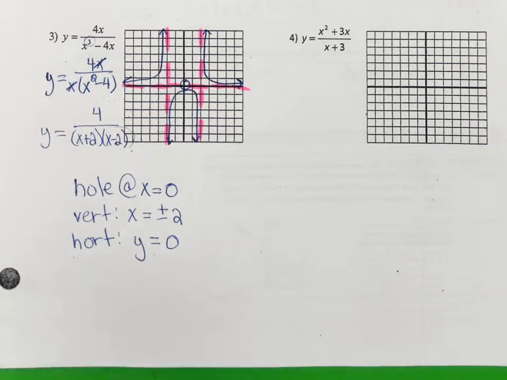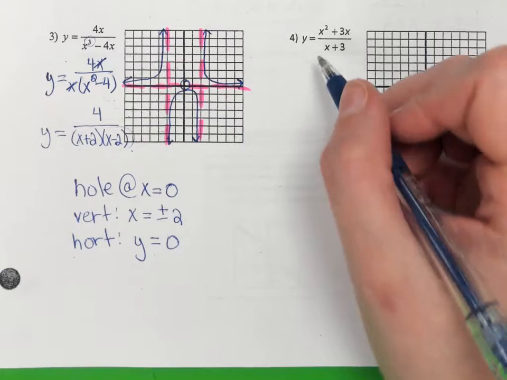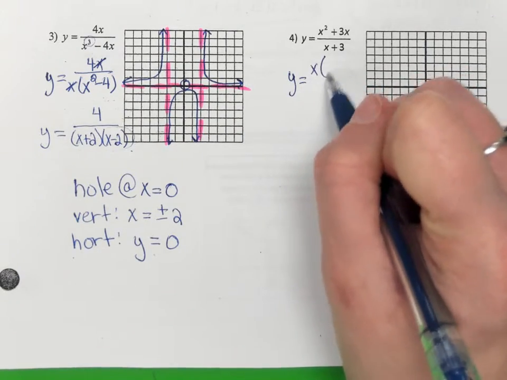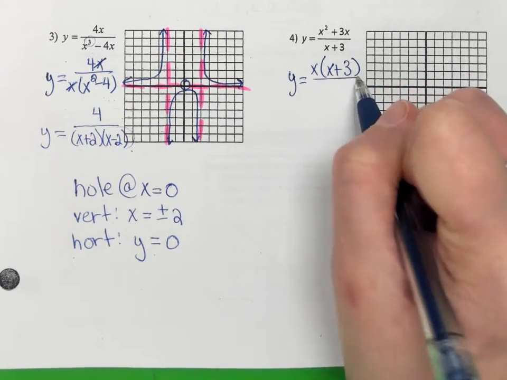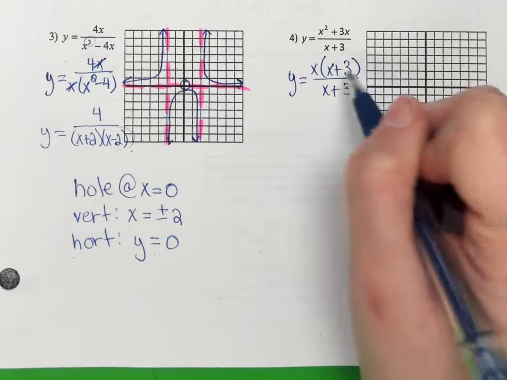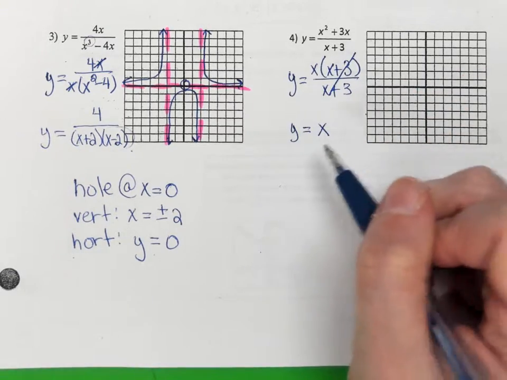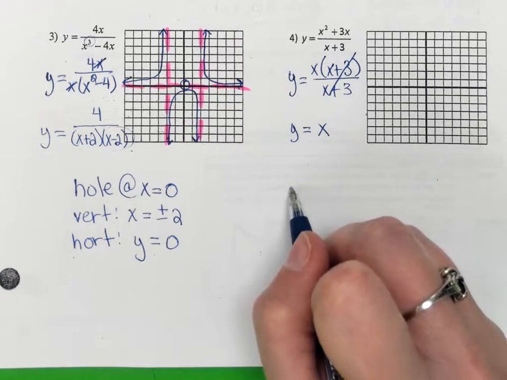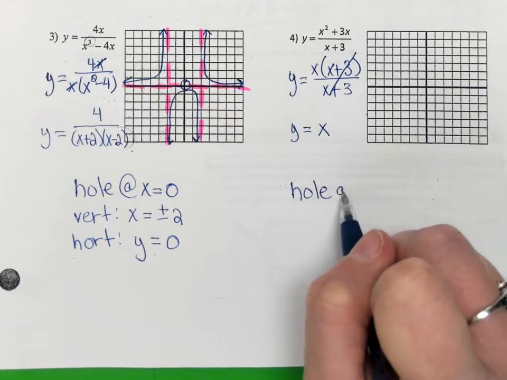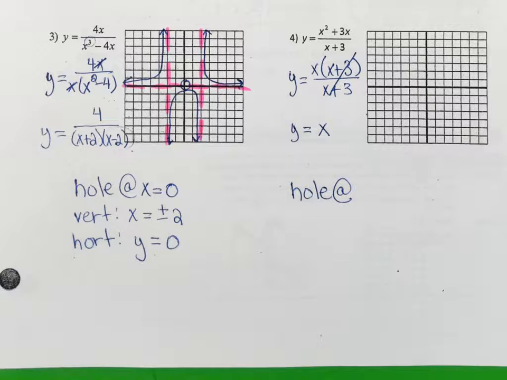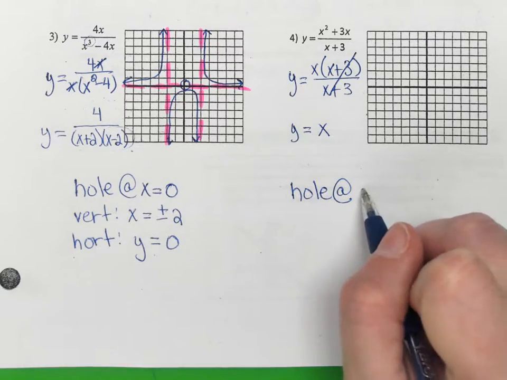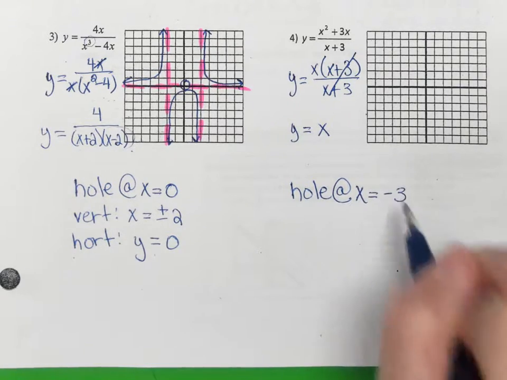All right, here we go. What do you notice? There you go. Take out the x. That'd be x plus 3 over x plus 3. Holy moly, what are we left with? Okay, since it cancels, that's my hole, right? So I have a hole where? Negative 2. Negative 3, I'm sorry. I was looking at the wrong thing. Negative 3.